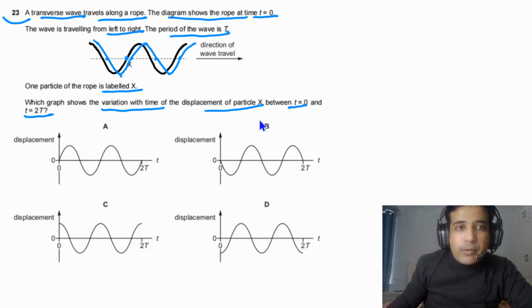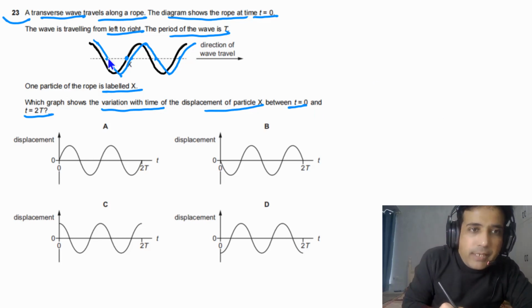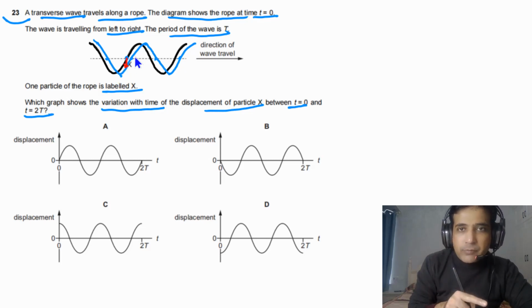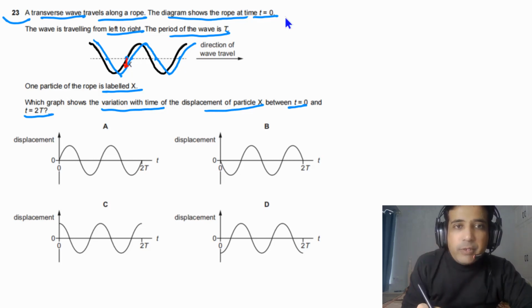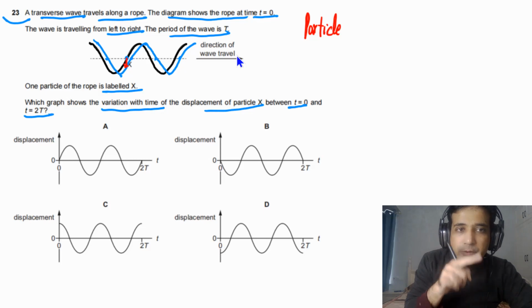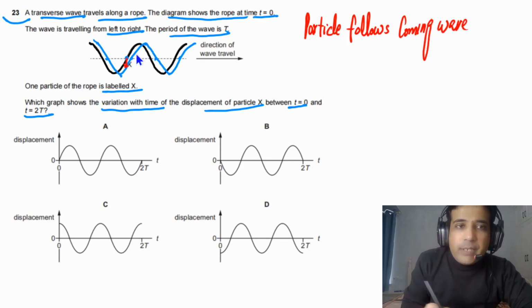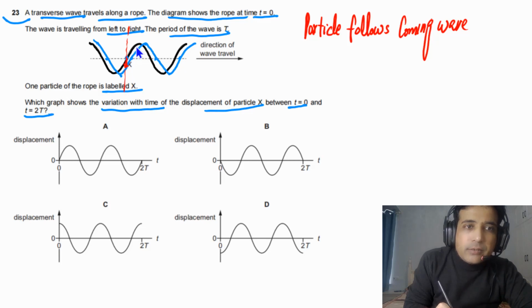Now you can see from here, this particle at point x is moving down because it has to follow the wave. This particle is at equilibrium, so it will go down and follow the wave. Or in a very simple way, you can understand that particles follow the coming wave. Even if you don't draw this, you can understand the motion of this particle. If we draw this line here, this part of the wave has already passed, so the particle will follow the coming wave.